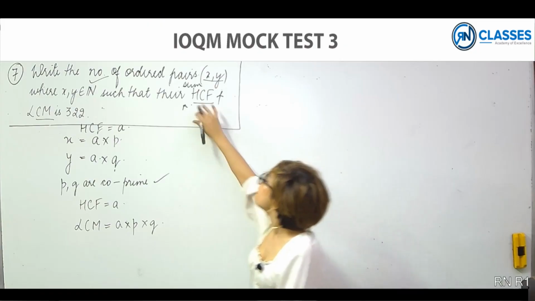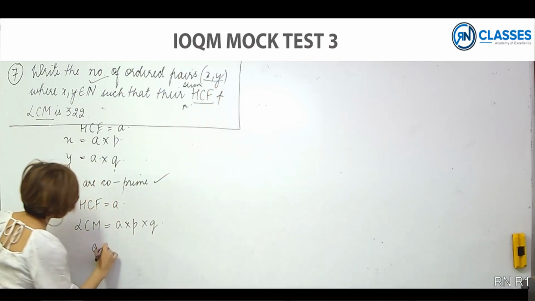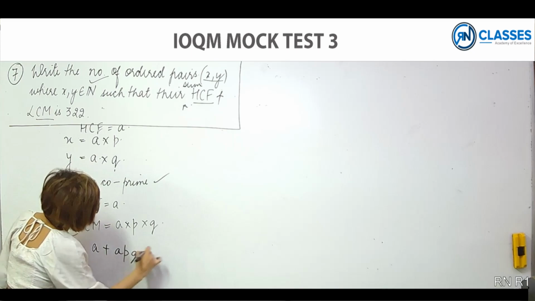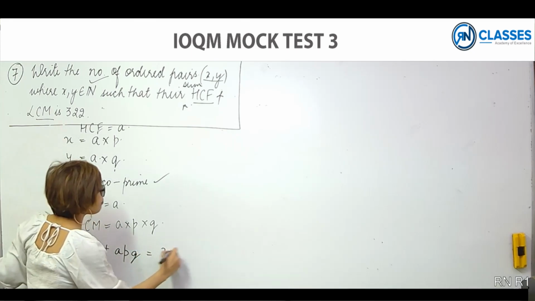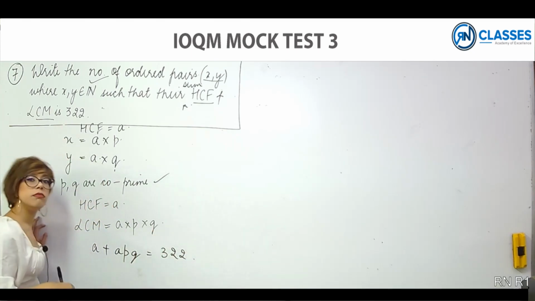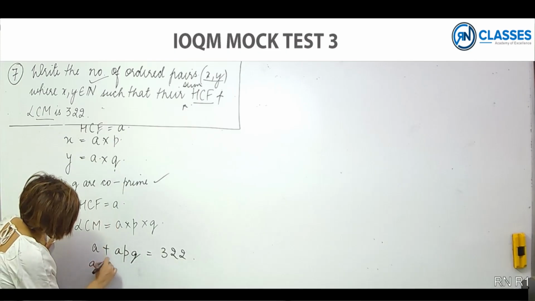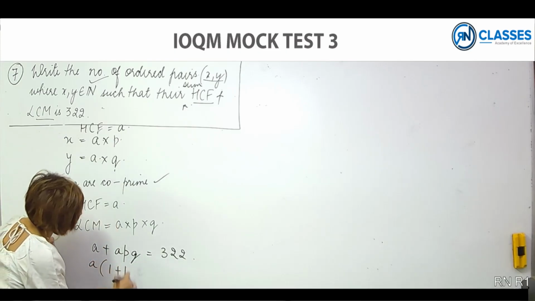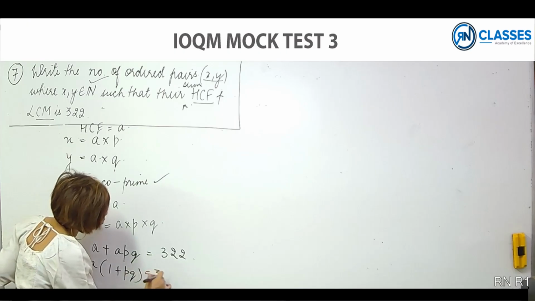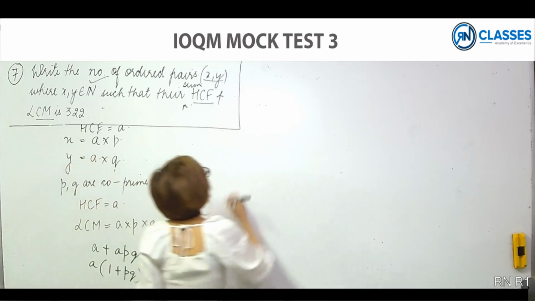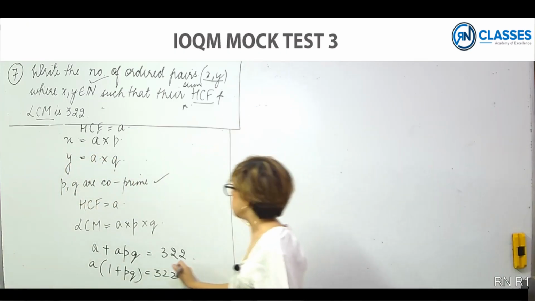Right? Now, he says sum. So, that means A plus APQ. This turns out to be 322. Right? Obviously, A is common. I get A into 1 plus PQ, that is equal to 322. Right? I need to solve this equation.